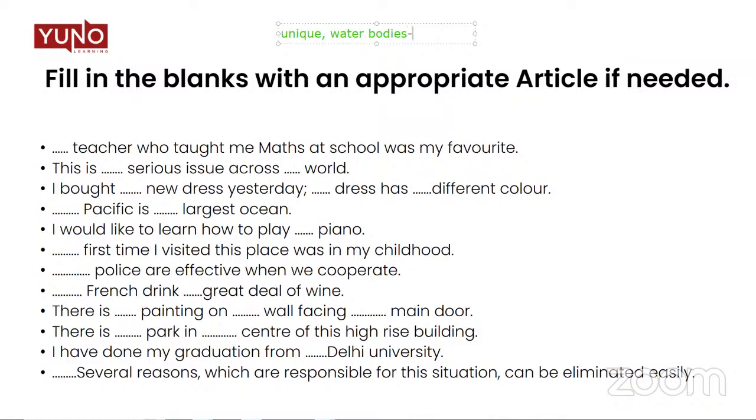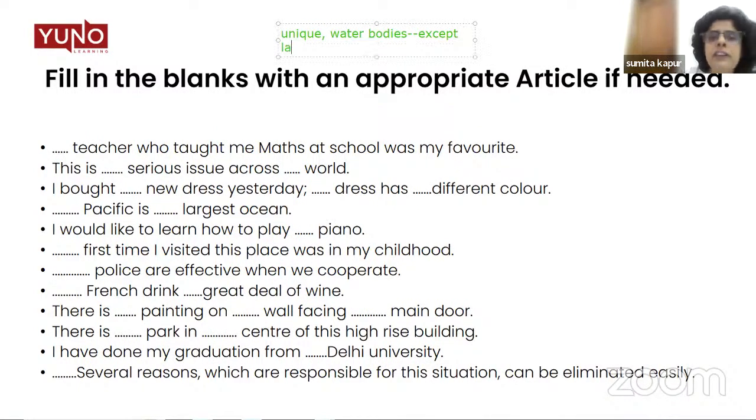Ma'am, it should be the Dal Lake. No, ma'am, it's only Dal Lake, I believe. No, what you said was right. It is only Dal Lake. It is never the Dal Lake.